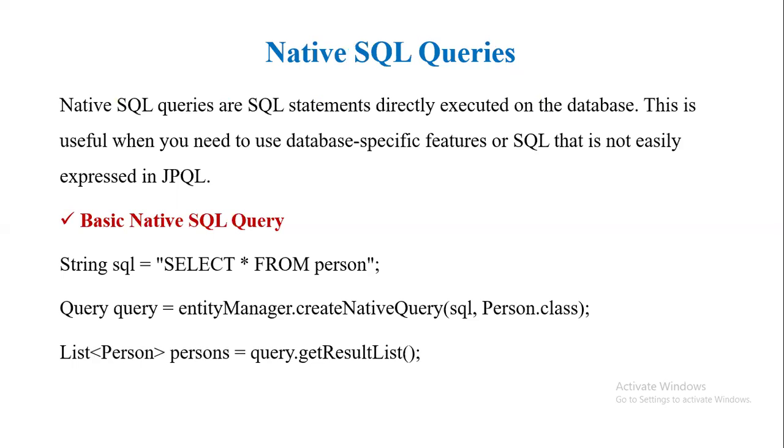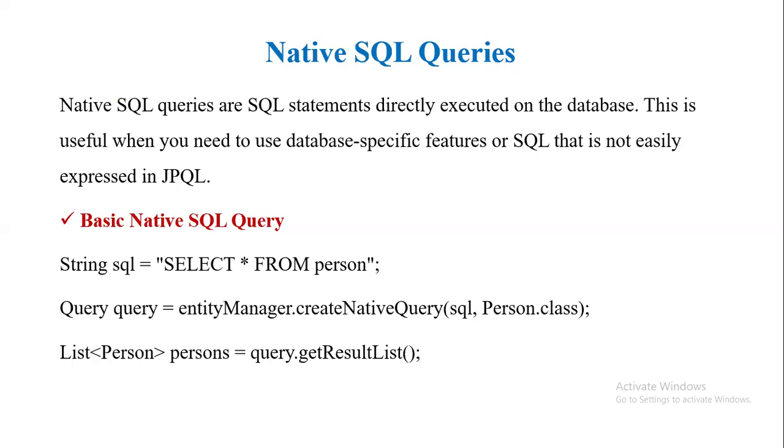The string object name is SQL. The value of SQL is select star from person. This is a well-known query, you know very well, because select star from selects all the fields from the table. So it retrieves all the data from the table called person.